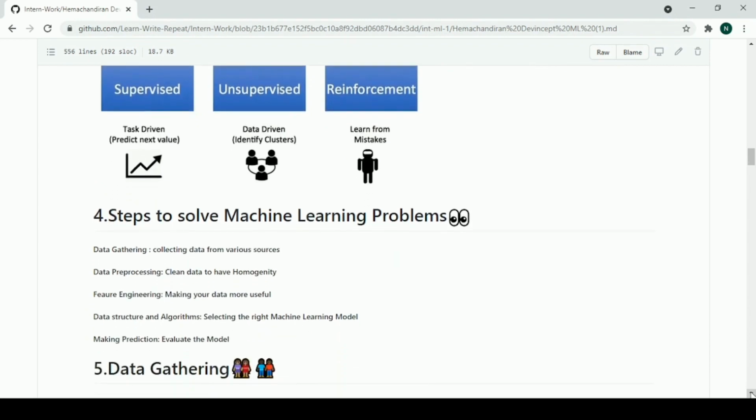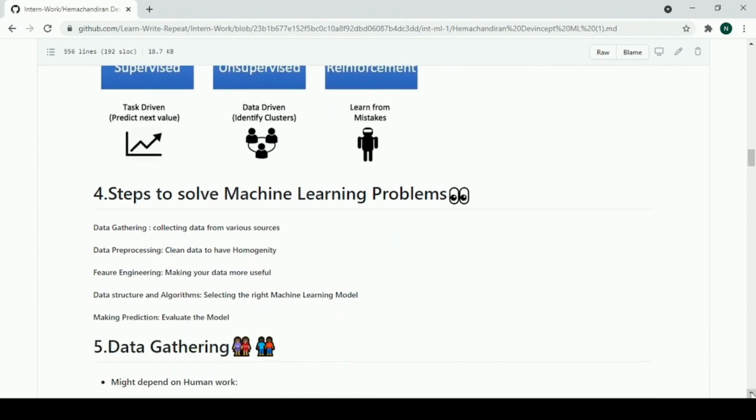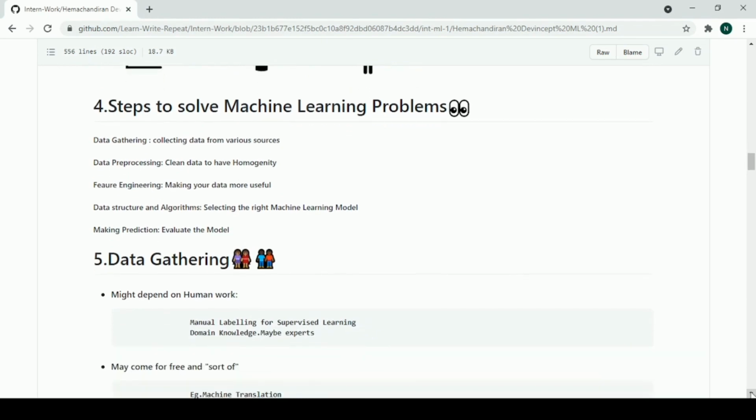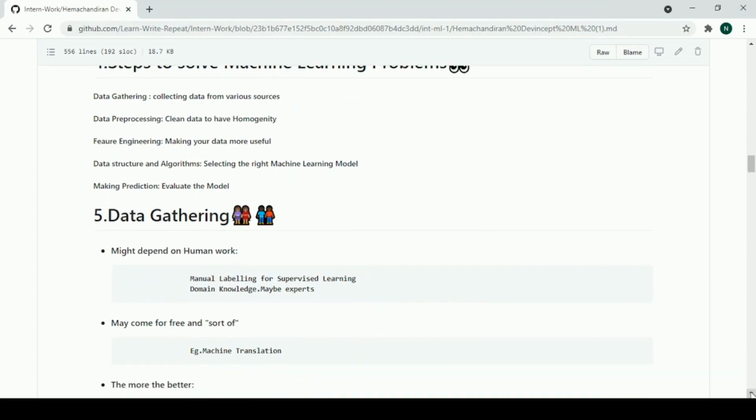Proceeding towards the next topic, that is, steps to solve ML problems. These are 5. Data gathering deals with collecting data from various resources. Data pre-processing deals with cleaning the data to have homogeneity. Feature engineering involves making your data more useful. Algorithm selection involves selecting the right ML model. Then, making predictions, we evaluate the model.